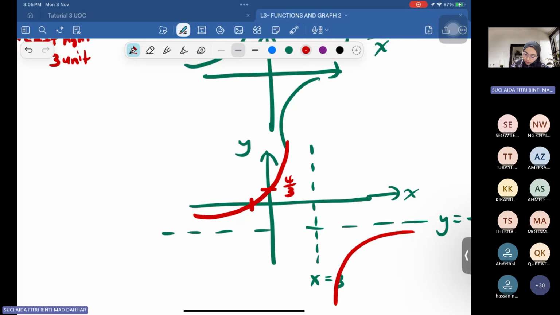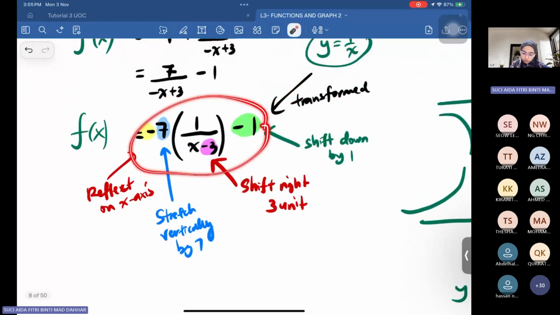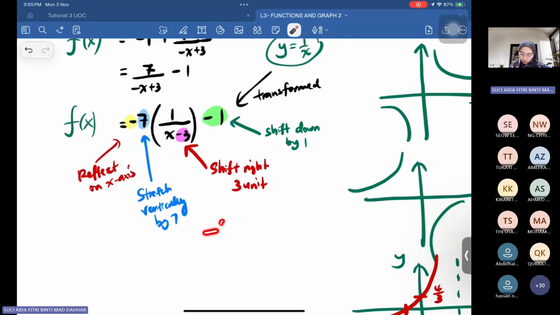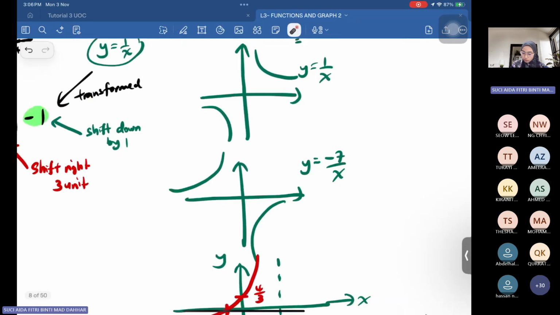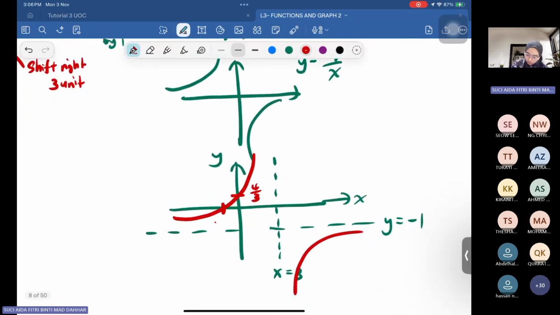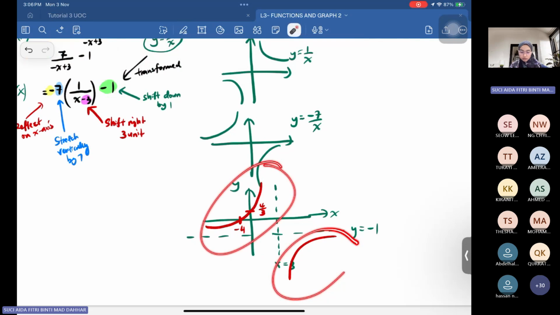Meanwhile, how do I get my x-intercept? By taking y equals 0. So if this entire thing is 0, let me check. -7 over x minus 3, minus 1, is 0. -7 over x minus 3 is 1. So -7 is x minus 3. Then x is going to be -7 plus 3, which is -4. So correct, this cuts at -4. So this is the new graph, the red color.